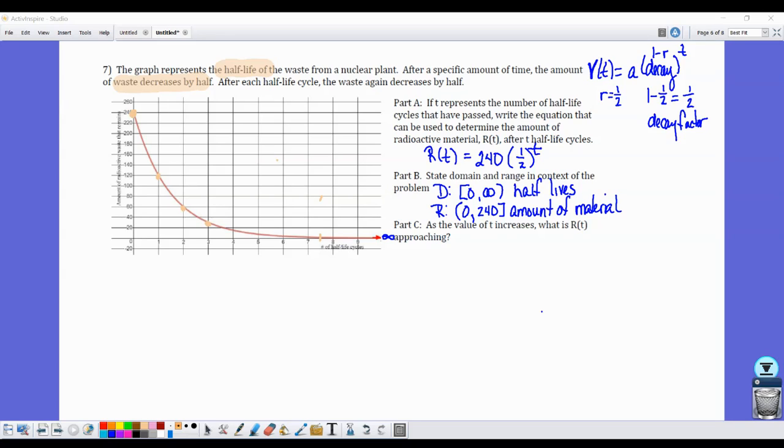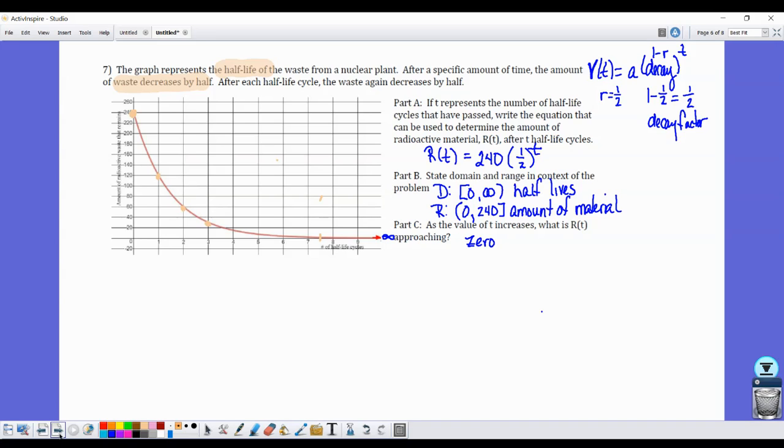So let's go ahead and minimize that real quick. And we see that as the value increases, the radioactive material is approaching. How much material is left? It's approaching 0. Okay, so that's half-life, and looking at a function, a realistic function that occurs many, many times in the area of science.